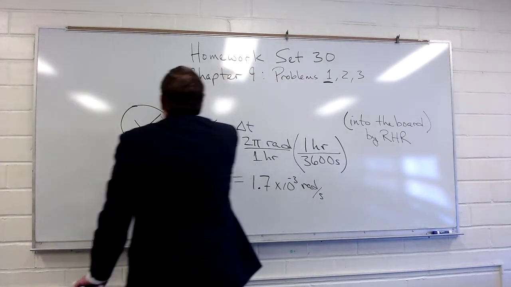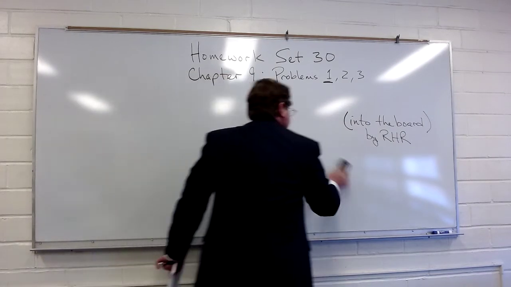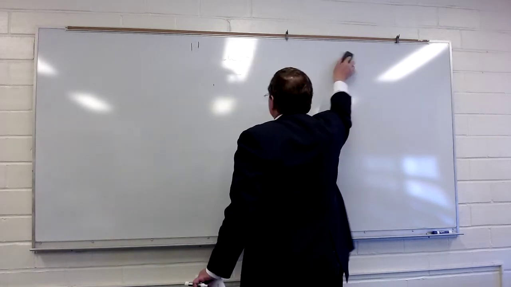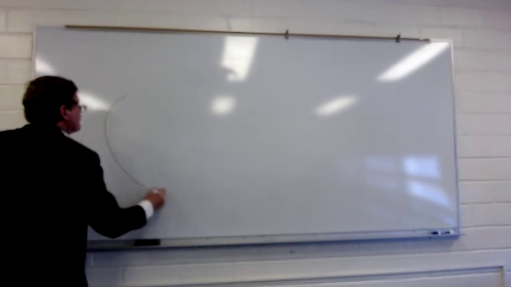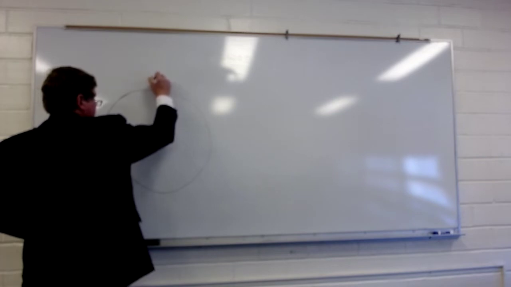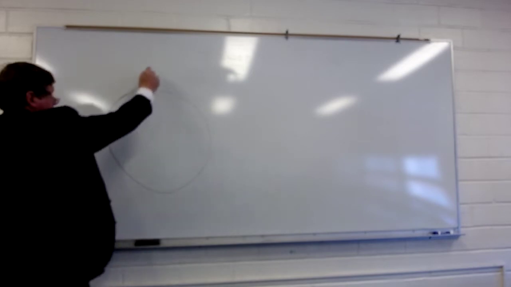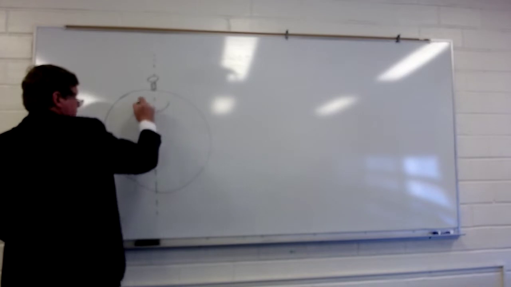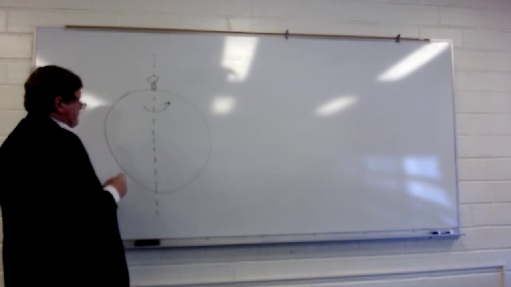Let's look at problem 2. It's more interesting, but not that much more difficult. In this case, we look at the Earth, and there's the North Pole. That's where Santa lives, okay? And we've got the axis of rotation. The Earth is rotating about this axis, actually that way.